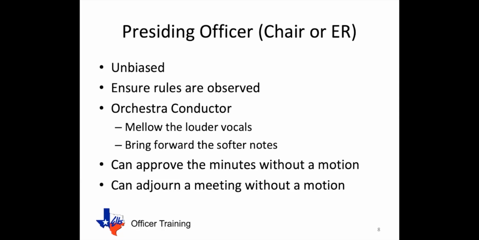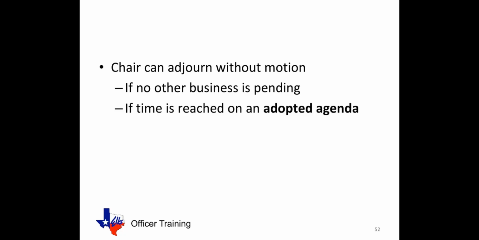I love this definition that I heard once: a presiding officer is like an orchestra conductor. They're trying to mellow the louder voices, at the same time bring forward the softer notes. In other words, we don't want one person to take over a meeting. We want everyone that's in the lodge room or in any meeting to have a voice. We've already discussed how the presiding officer can approve the minutes without a motion. And then the last bullet is that the chair can adjourn without a motion. If you don't have any other business pending, you finish those 3 or 4 items, you can adjourn the meeting.